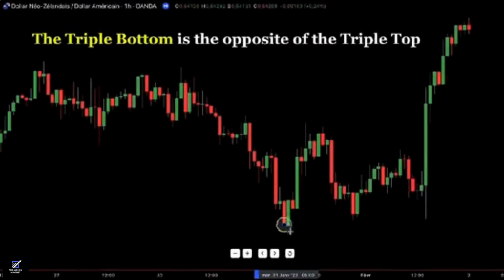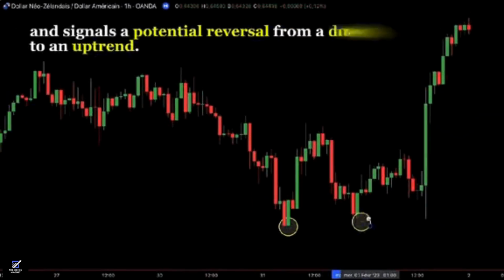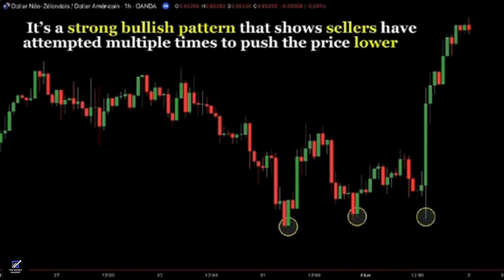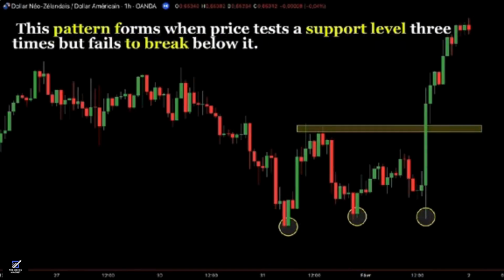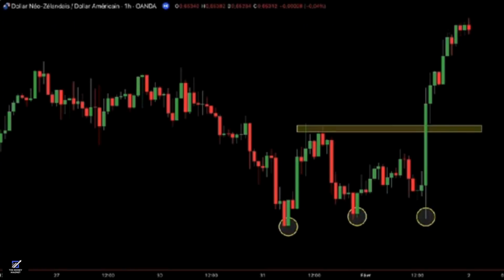The triple bottom is the opposite of the triple top and signals a potential reversal from a downtrend to an uptrend. It's a strong bullish pattern that shows sellers have attempted multiple times to push the price lower but failed, indicating that buyers are gaining control. This pattern forms when price tests a support level three times but fails to break below it. This signals that sellers are running out of momentum and buyers are stepping in to drive prices higher.